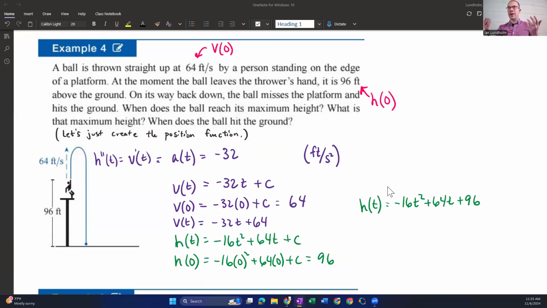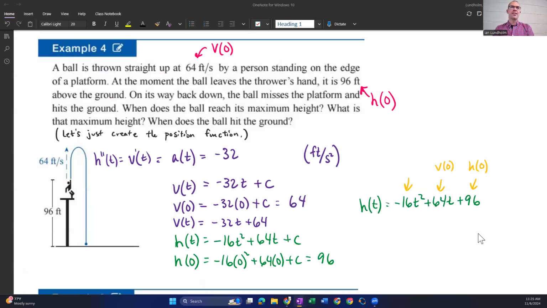And so, if you ever need a quick way to find a parabola describing the height of some kind of falling object, it's really easy to just know that this part's coming from acceleration, so that negative 16t squared, that'll be there as long as it's measured in feet per second. This part is our velocity function, the initial velocity. This part is the initial height.